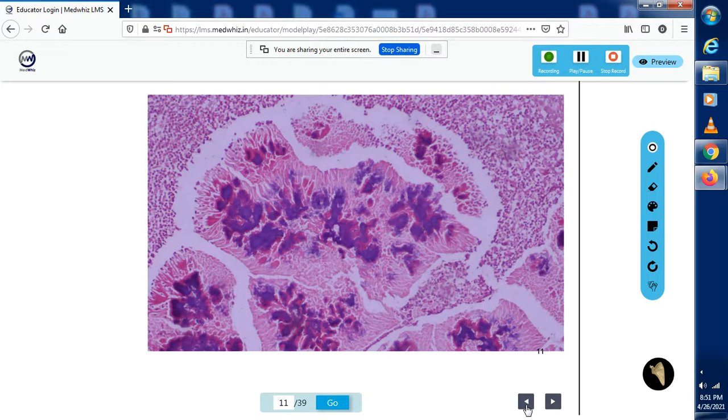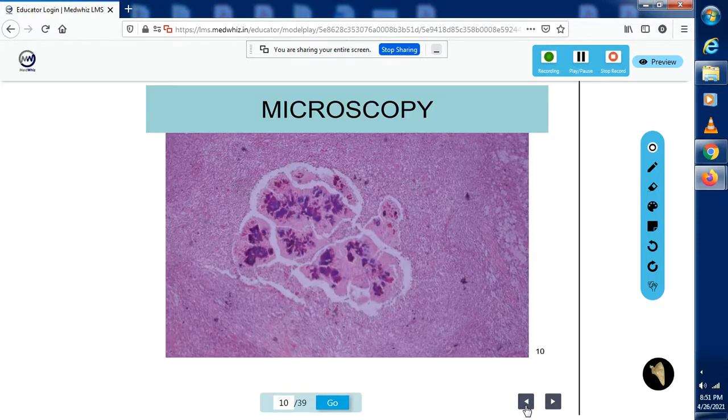So coming to the microscopy, how does the slide of actinomycosis look? This is our slide only, where I have taken the picture. This is a low power view of the slide. You can see an eosinophilic hyaline kind of material with a radiating filament kind of structure. So these are the actinomycotic colonies. This is how they appear.